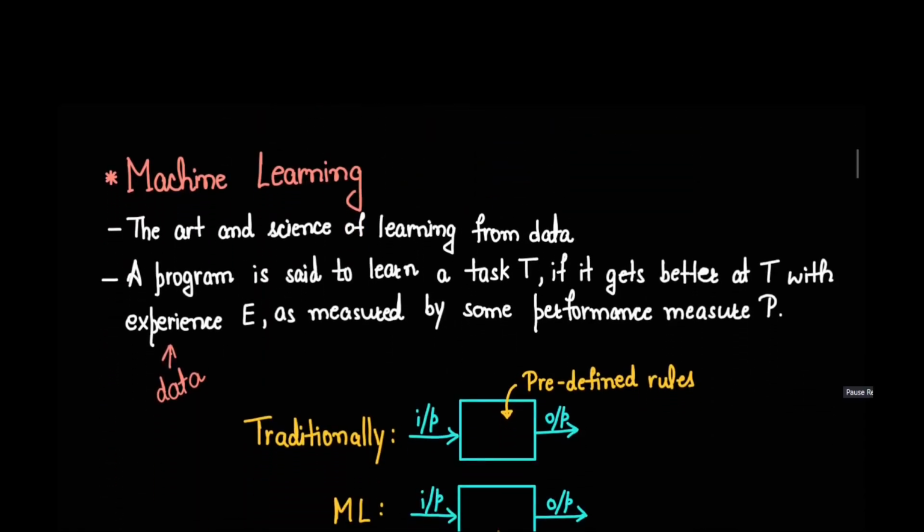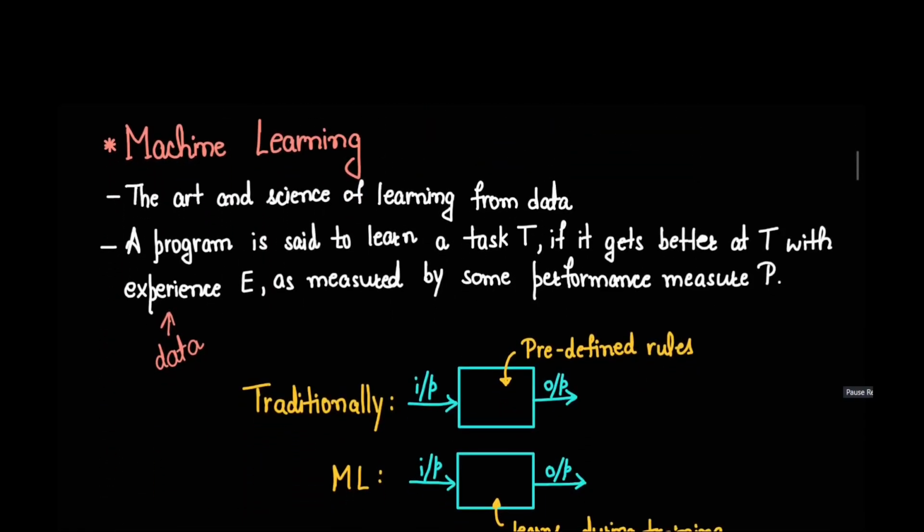First of all, what is machine learning? Machine learning is all about data. It is the art and science of learning patterns from data. Now, when do we say that we learn some task? We learn some task if we get better at it with experience and practice. Similarly, a program or a model is also said to learn a task T if it gets better at it with experience. Now, where will it get the experience? The experience is fed to it in the form of data during the process of training.